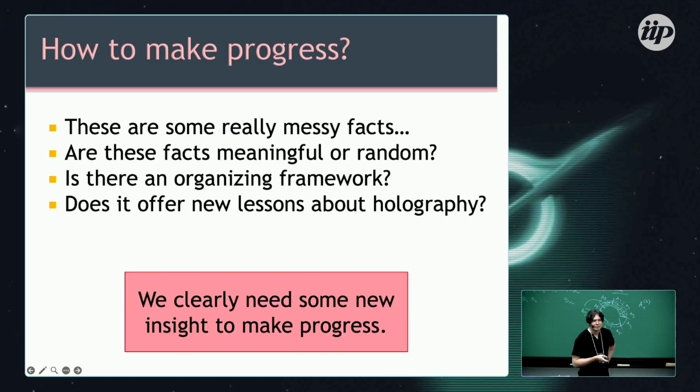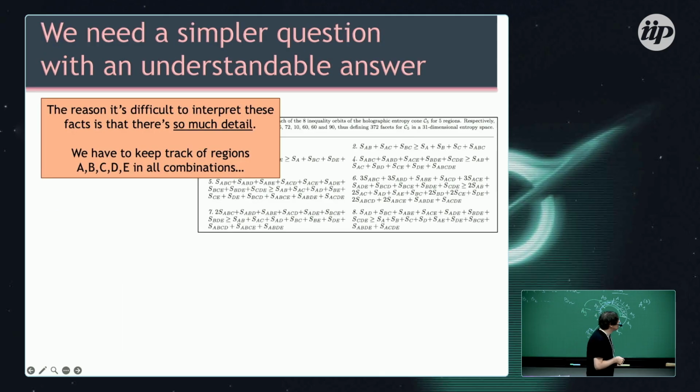So, while you're contemplating asking or not asking a question, let me just repeat what I said. We just saw messy facts. Some of those messy facts have some structure. They're intriguing. Is there an organizing framework? Does it offer new lessons about holography or about large N systems or about something else? And we clearly need some new insight to make progress. And so toward the first application, I'm going to change. This is my way towards the first application of this.